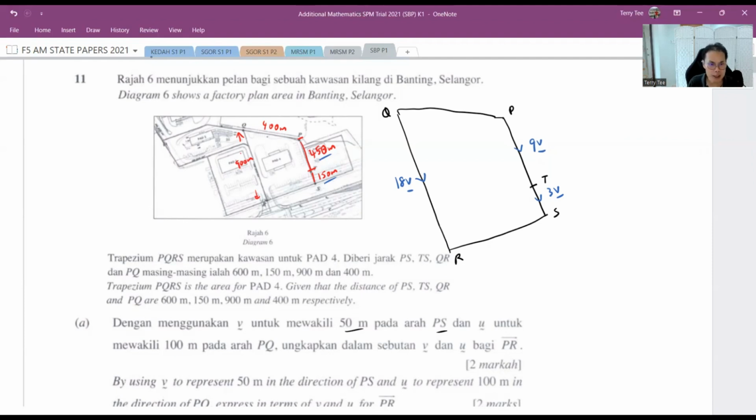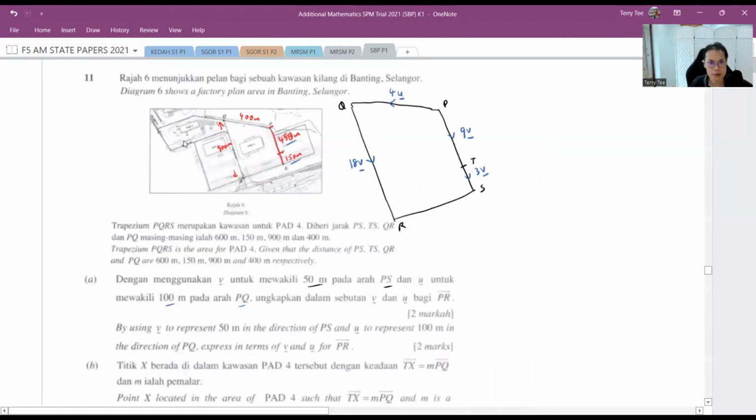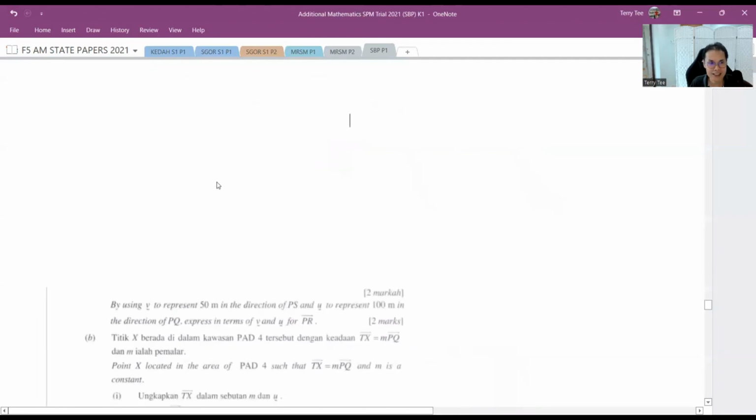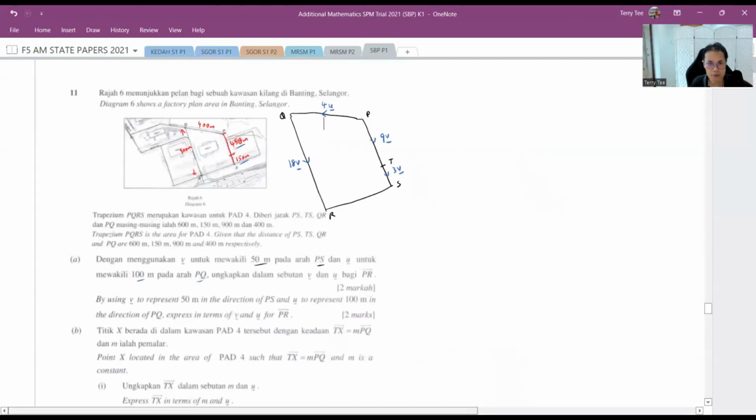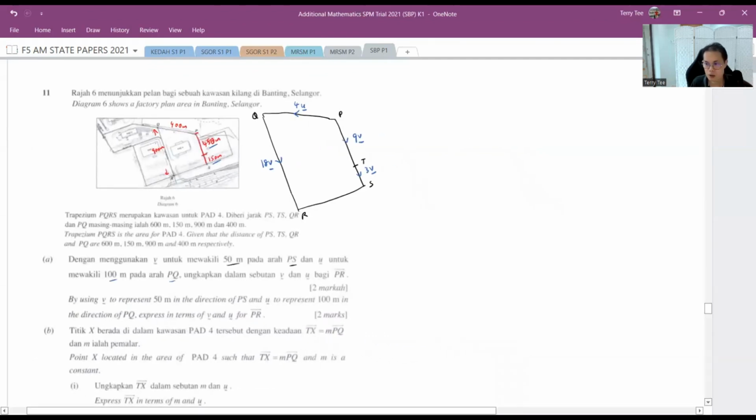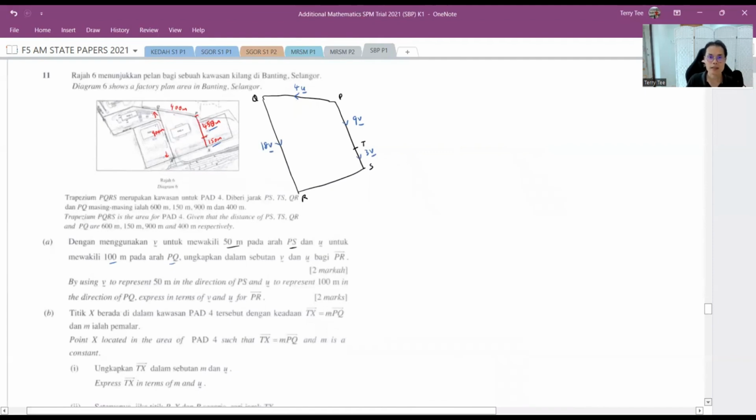As for U, U is 100 meter in the direction of PQ. So this is 400 meter in the direction of PQ, so we write this as 4U. Okay, I think my diagram is okay. Let me zoom out now because it's too small. I'm going to zoom out so I have writing space to show you here. So I've got my diagram done.